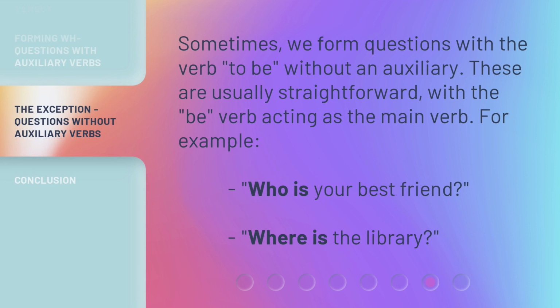Sometimes, we form questions with the verb to be without an auxiliary. These are usually straightforward, with the be verb acting as the main verb. For example, who is your best friend? Where is the library?